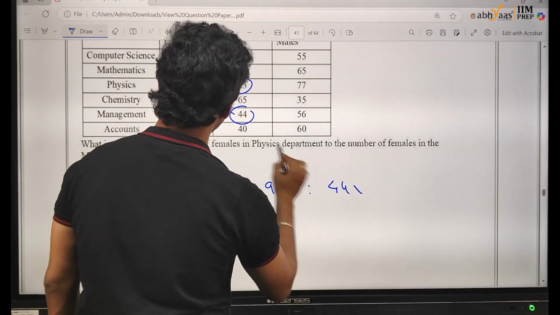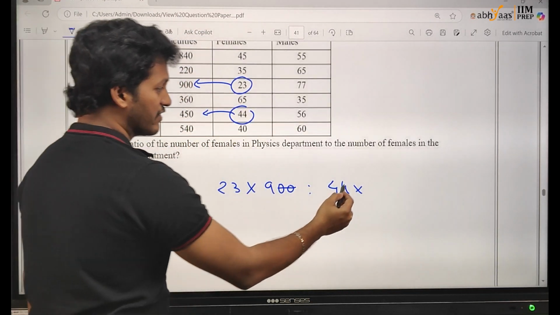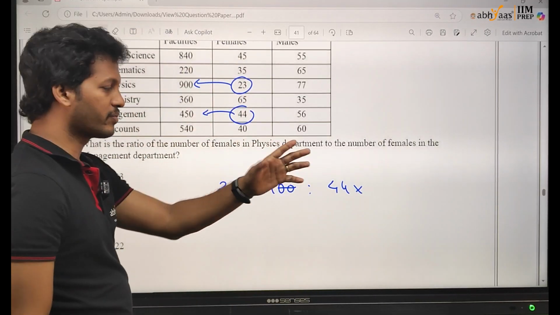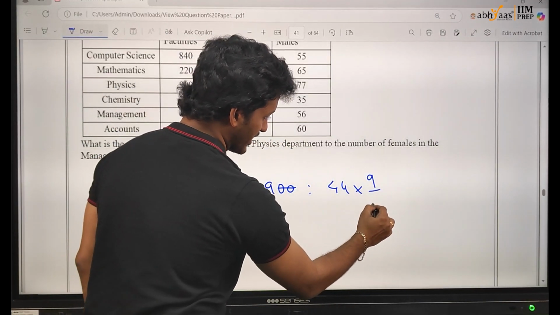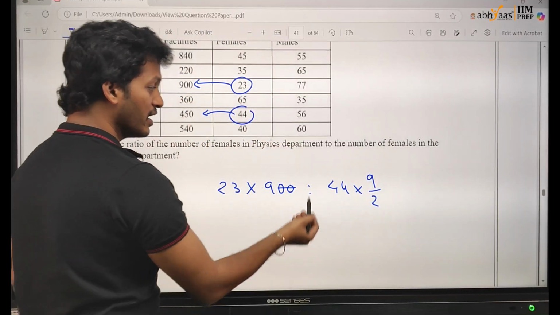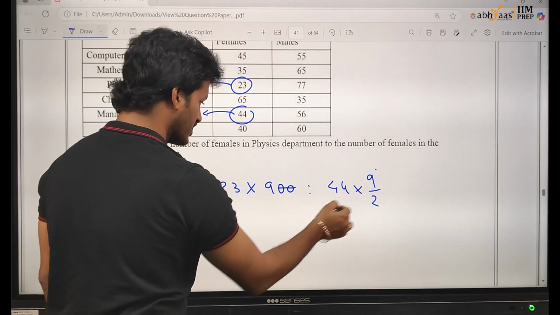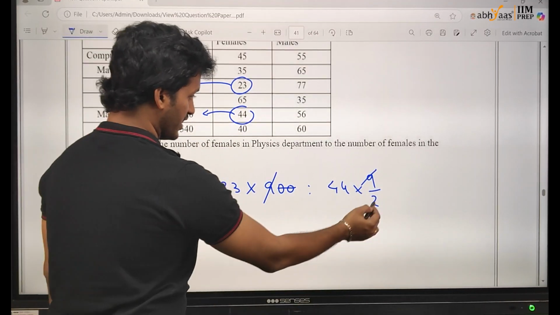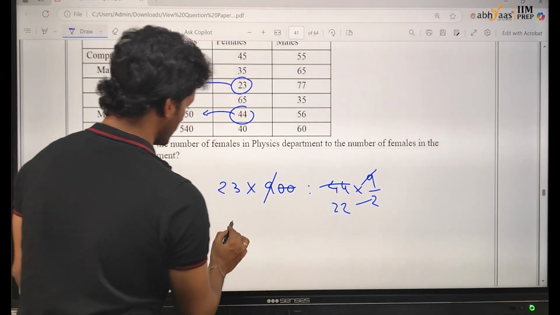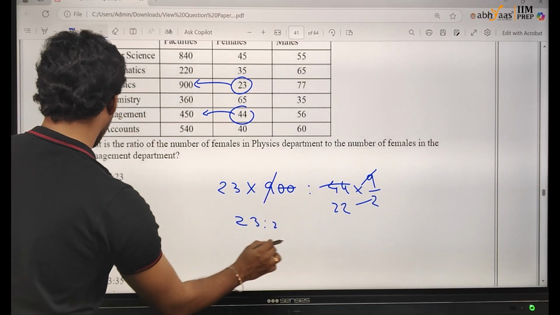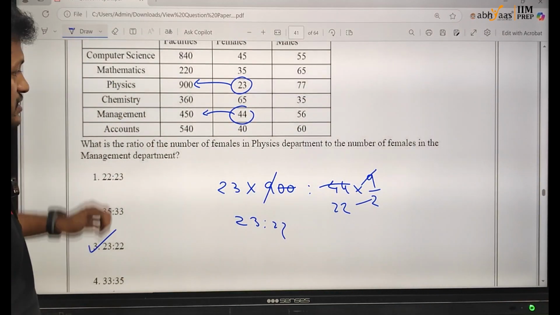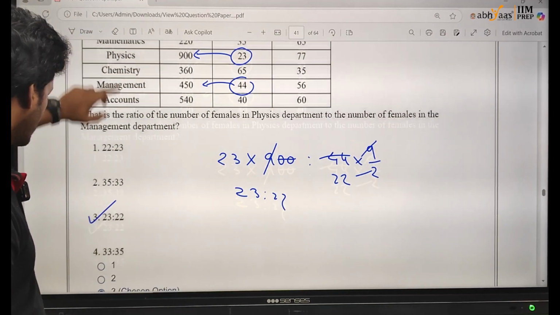44 percentage means 450 by 100. It will be 4.5. In place of 4.5, can I write 9 by 2? Yes, because 9 by 2 is 4.5 only. Why am I writing like this? It is very easy to calculate. Okay, so and 22. So the answer will be 23 is to 22. Option 3. Yes, so I think everything is completed, right?